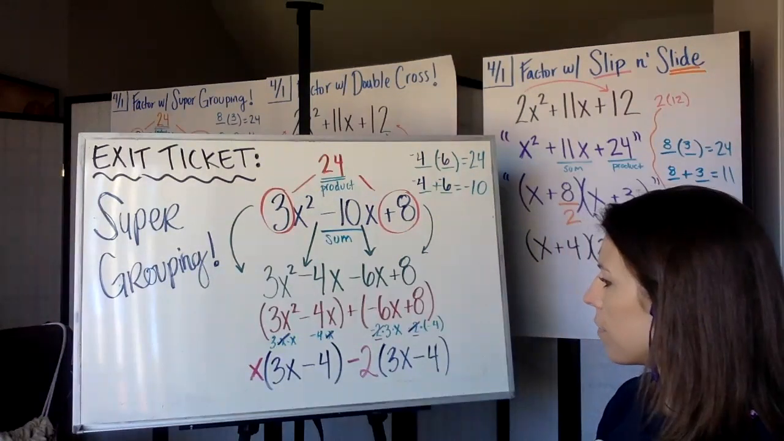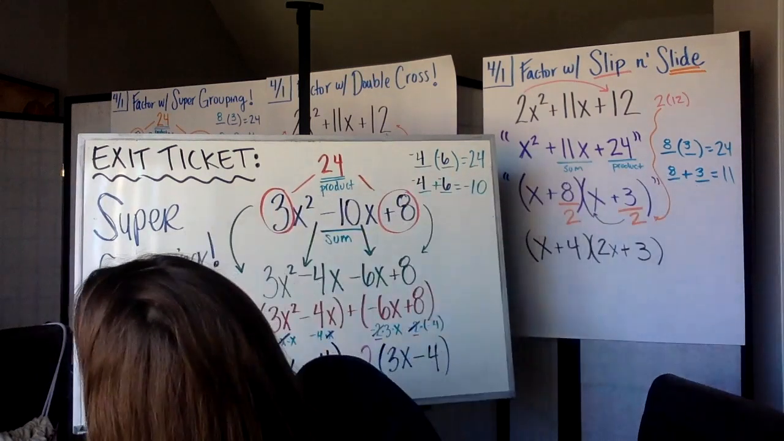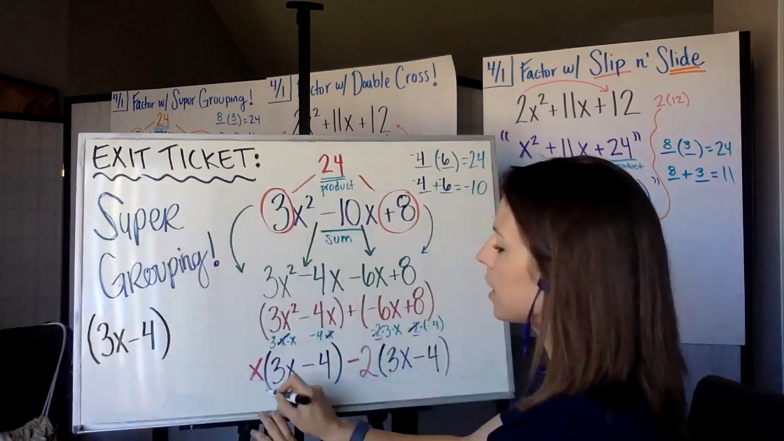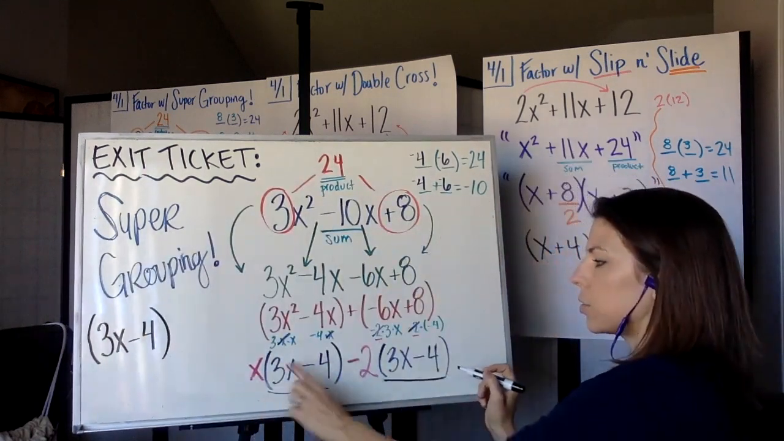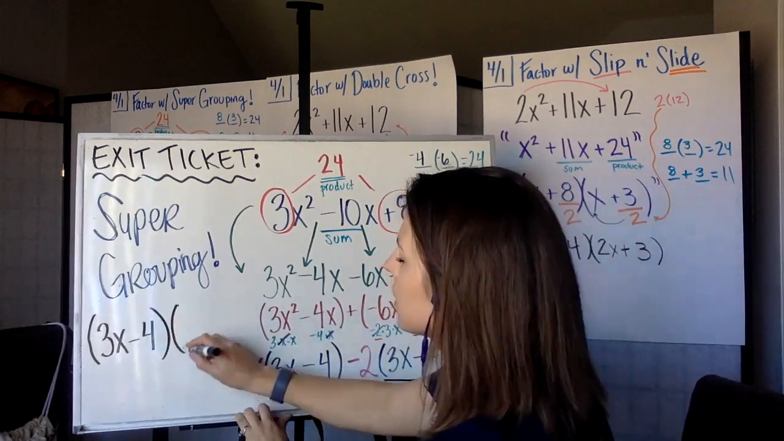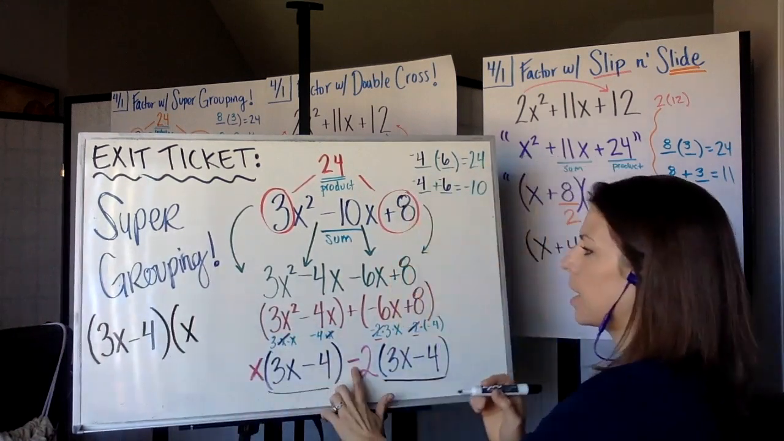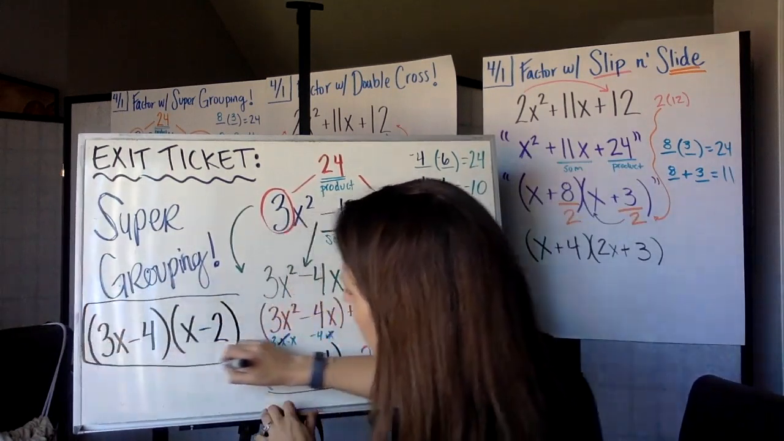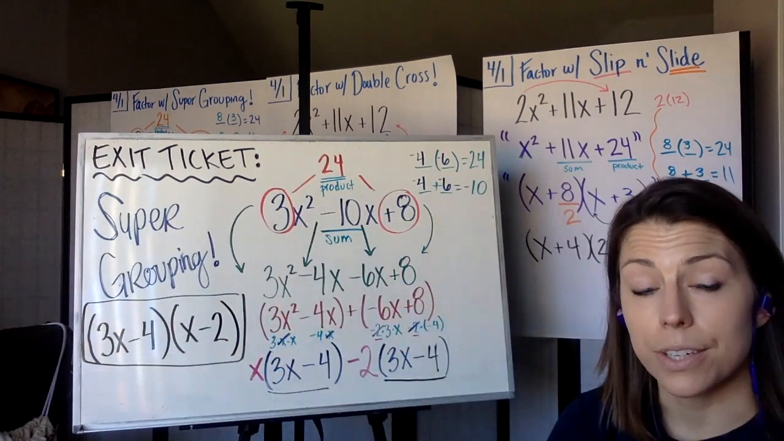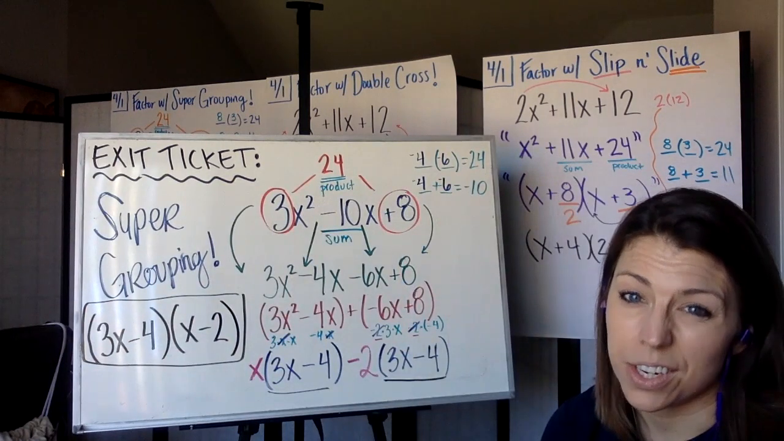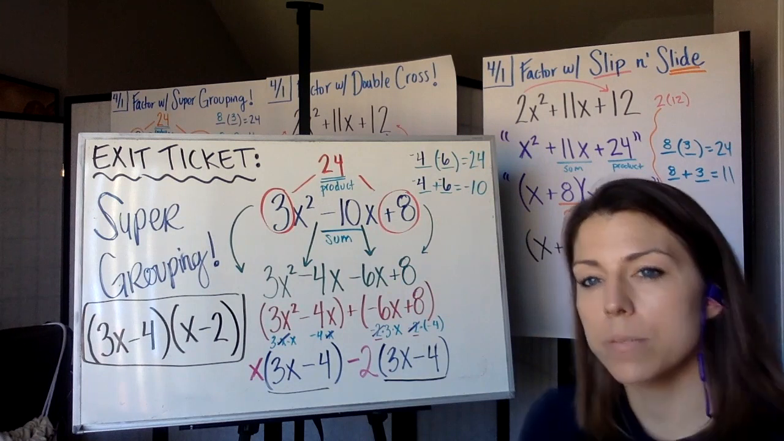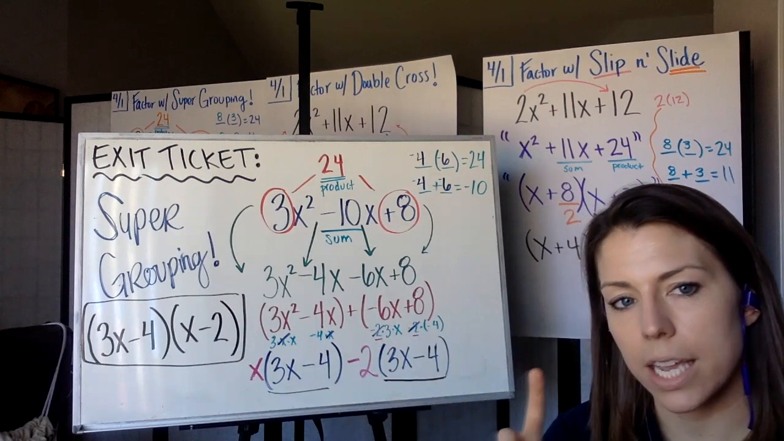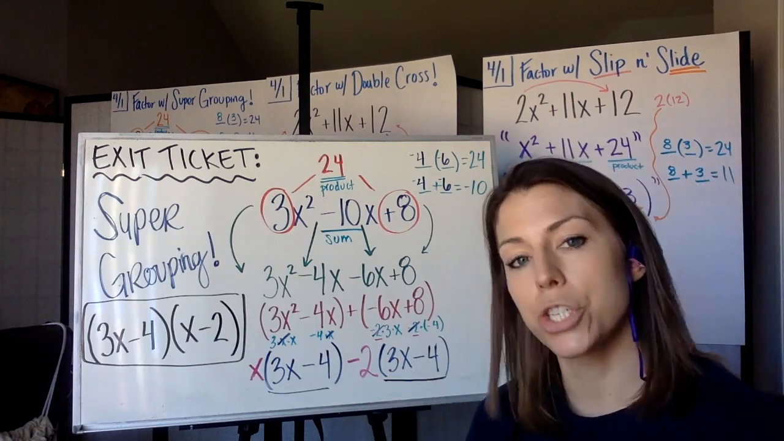So our common binomial factor is 3x minus 4. And remember, once you take that out, what do you have left? You have x as the GCF of the first term and negative 2 as the GCF of the second term. And that's our final answer, or at least what we think is our final answer. In order to check, instead of multiplying, we're just going to do the same problem, but we're going to do it using double cross, and that will be our check.